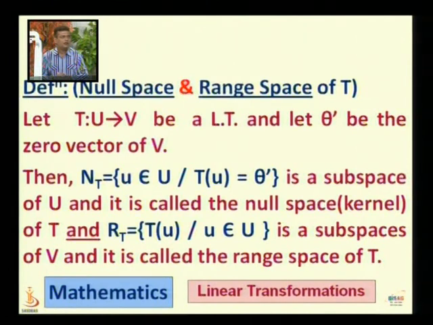So we can define: if T from U to V is any linear transformation, and theta dash is the zero vector of the codomain space V, then the set NT is a subspace of U and it is called the null space, or you can call it the kernel, because T is a homomorphism also, and the space RT is a subspace of V and it is called the range space of T. So null space and range space of a linear transformation.